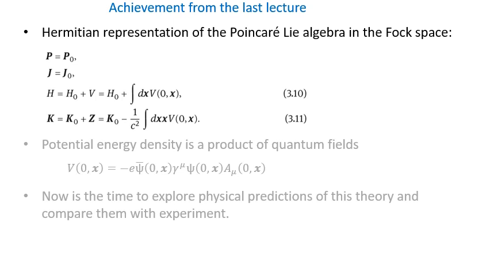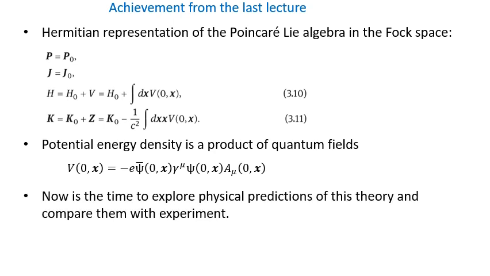Recall that in the last lecture, we were able to formulate relativistically invariant quantum electrodynamics. We constructed 10 generators of the Poincaré-Lie algebra and built our interactions from this product of quantum fields. Today, we will begin extracting physical predictions from QED and comparing them with experiment.